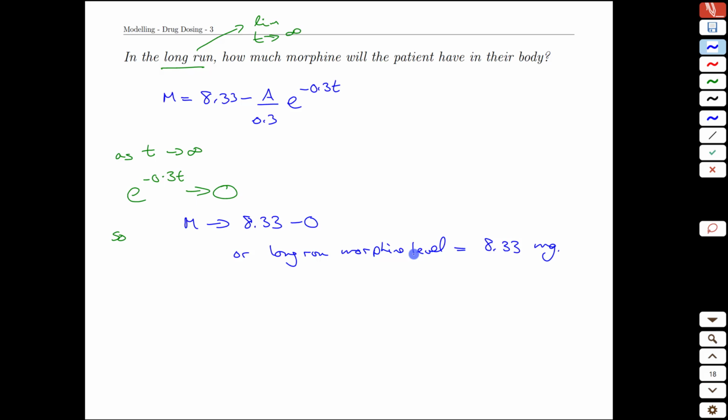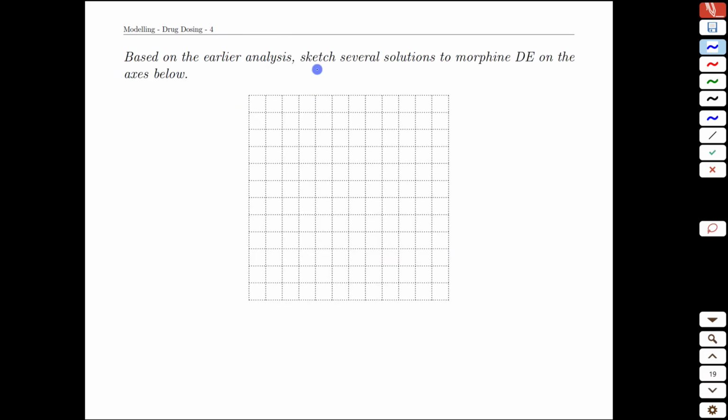Perfect. So again, we have an ability to predict into the future based on our understanding of how the morphine is being dosed and metabolized and how those competing interests play out. We can take it one step further and sketch solutions for different scenarios. So imagining our morphine level on this axis and time here, what we found is that 8.33 milligrams is where we're going to end up in the long run. We could also show that that is an equilibrium. And if we had any level below that, what would happen?